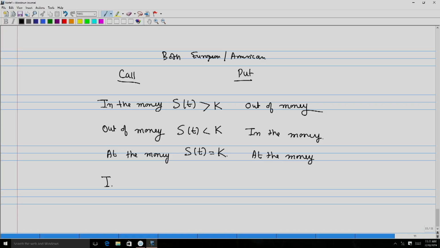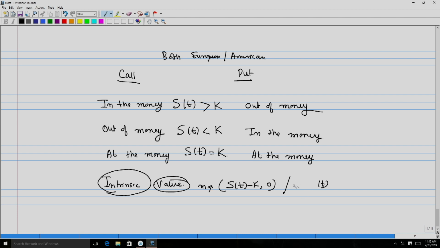So, this brings us to the notion of intrinsic value. What is the intrinsic value? The intrinsic value is the maximum of S of t minus K or K minus S of t, and 0.